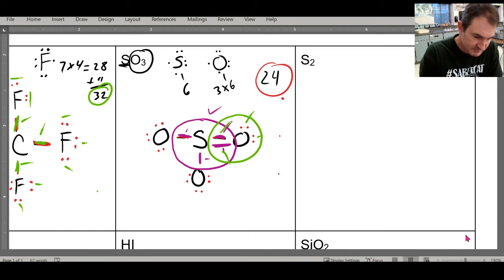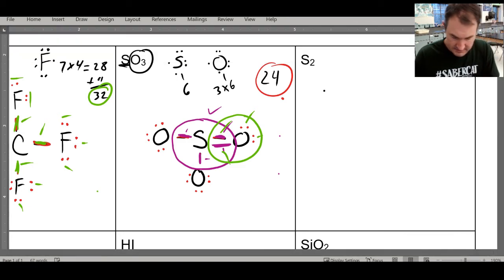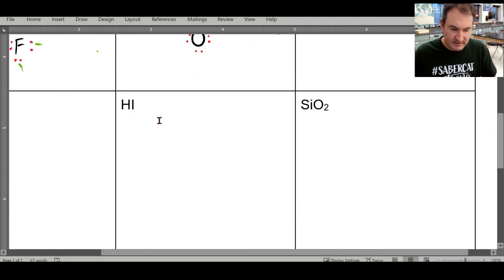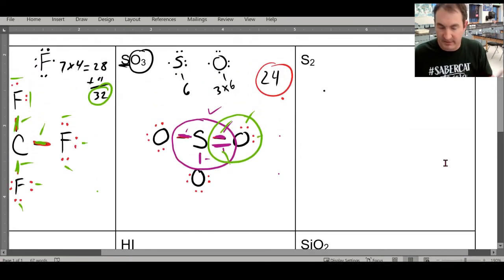Okay, let's keep going. So S2 is the next one. Now, if you ever have a molecule that only has 2 atoms in it, like S2 or whatever, there is no central atom. Another example of that is already on here, down here with HI, hydroiodic acid. That only has 2 things, one hydrogen and one iodine. So there is no hub because we just have 2 things that are bonded together.